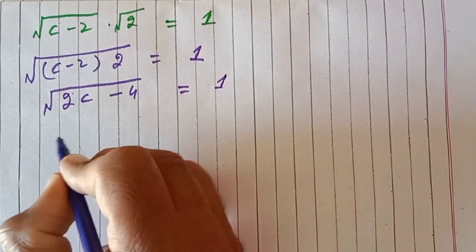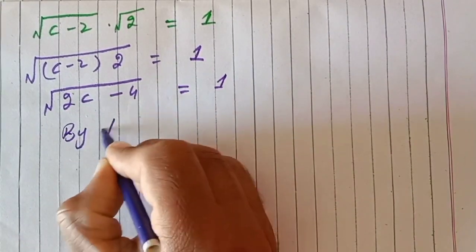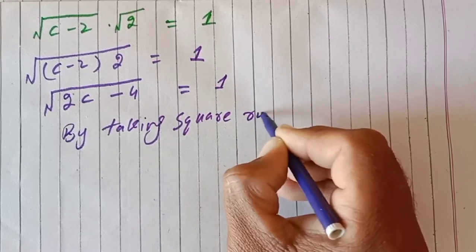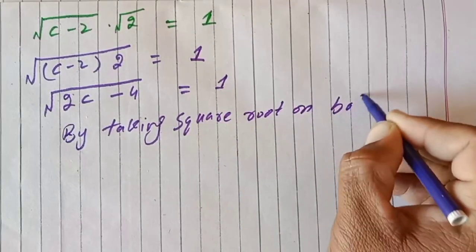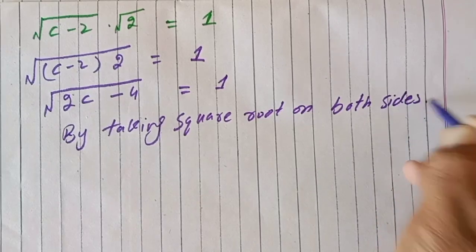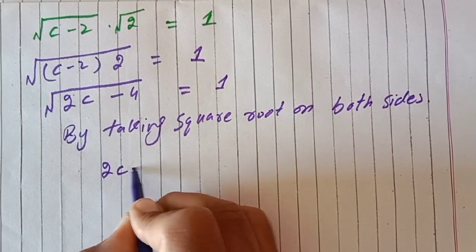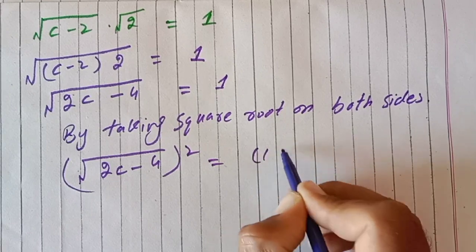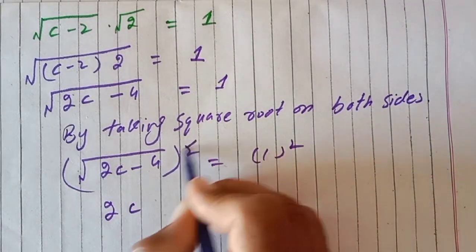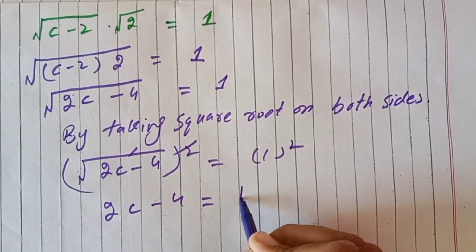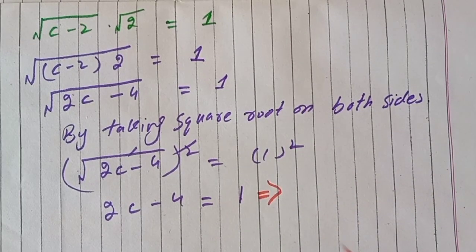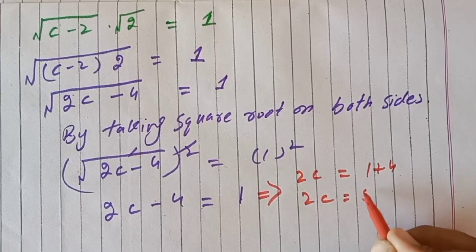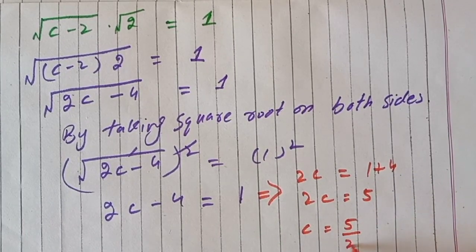By taking the square root on both sides, 2c − 4 is equal to 1, and 2c is equal to 1 plus 4. 2c is equal to 5. c is equal to 5 over 2. This is our answer.